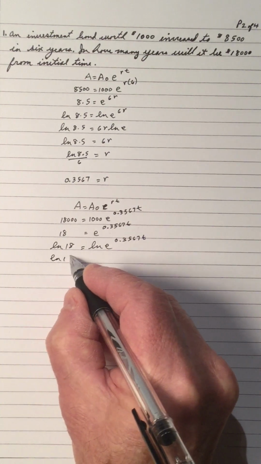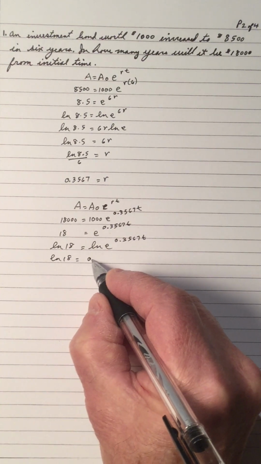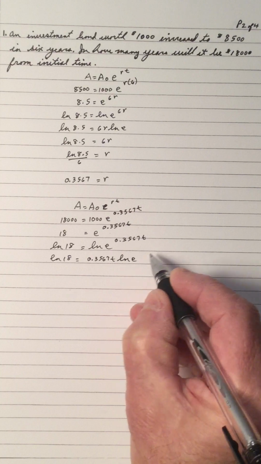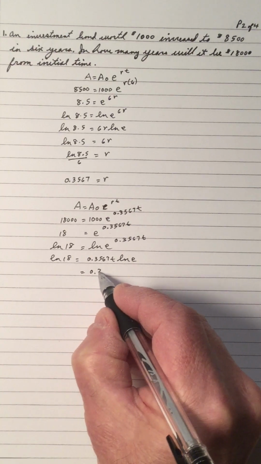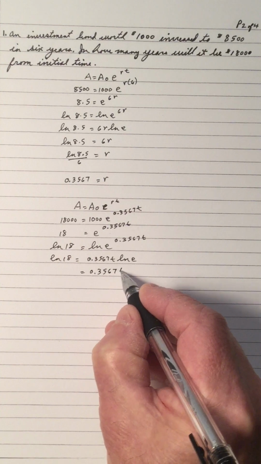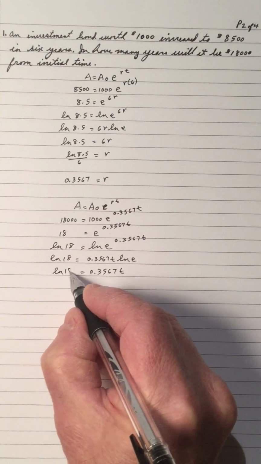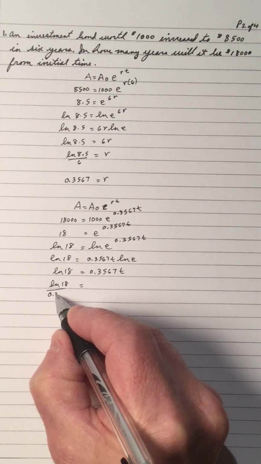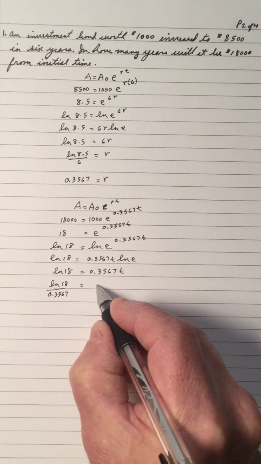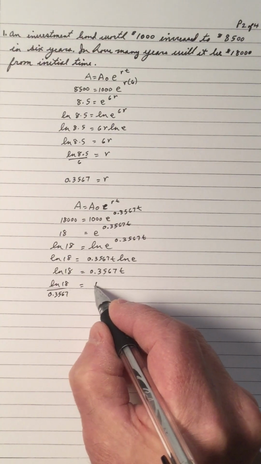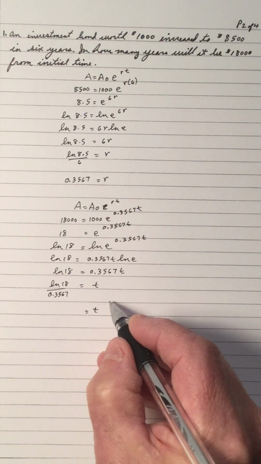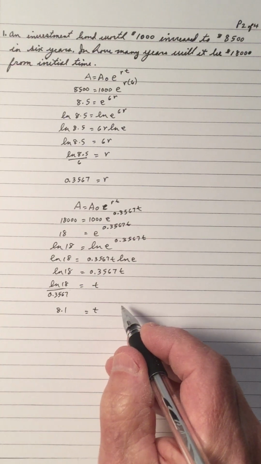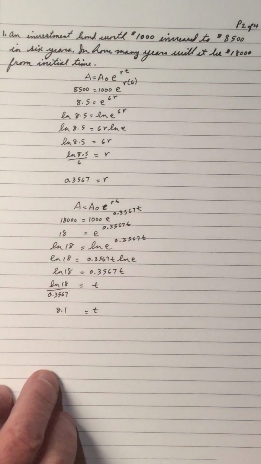And by the power rule, the 0.3567t moves in front of the ln e. The ln of e is 1, so 0.3567t equals ln 18. And ln 18 divided by 0.3567, when we divide, we get t, and so t comes out to be 8.1 years, or a little more than 8 years. So the time is 8.1.